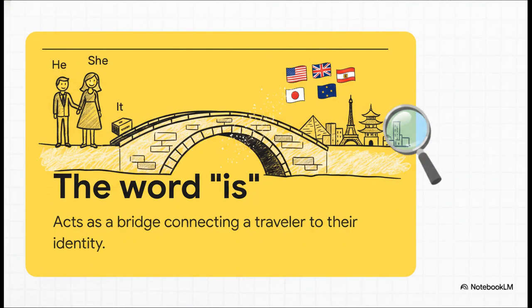And this is exactly where our main analogy for today comes into play. I want you to imagine that the word is works like a sturdy little bridge. It's a simple, everyday word, but it acts as this direct, magical connection. This bridge takes a single traveler, and for us today, those travelers are the pronouns he for him, she for her, and it for a thing, and it links them straight to their destination, which is their identity or their description. The big takeaway here is that is makes it possible to safely cross from the person we're talking about right over to the information we want to share about them.